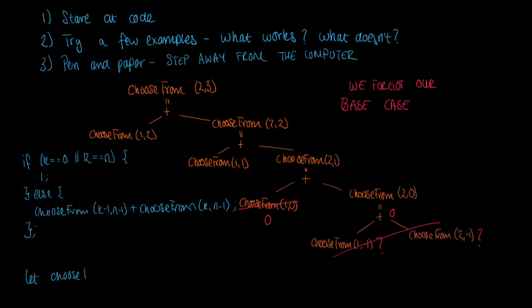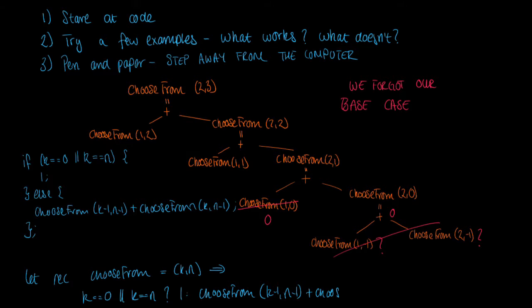More concisely, we can write it with a question mark, k double equals 0, double bar k double equals n, question mark, 1, colon, choose from k minus 1, n minus 1, plus choose from k, n minus 1. Now we run it and we see that it works. So the lesson here is to always remember your base case.